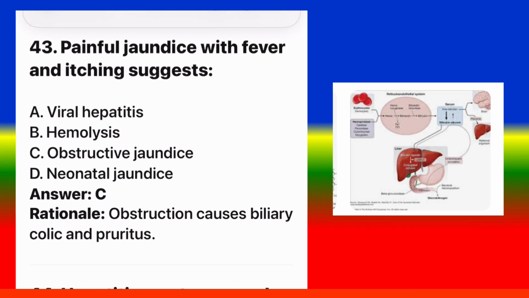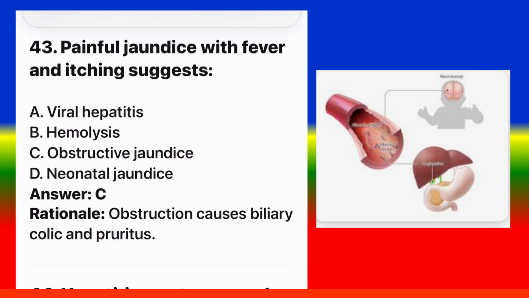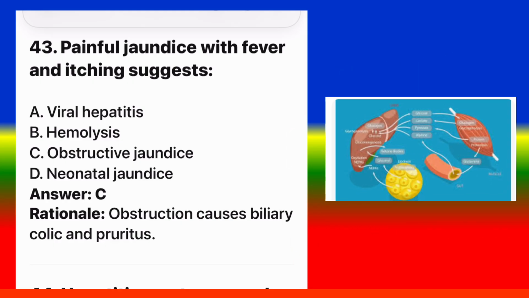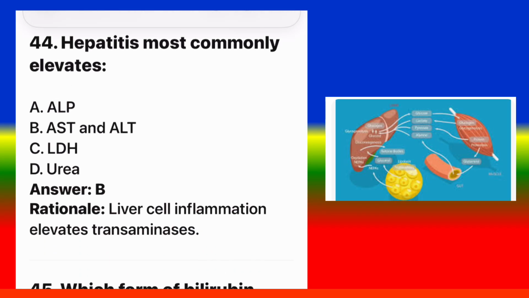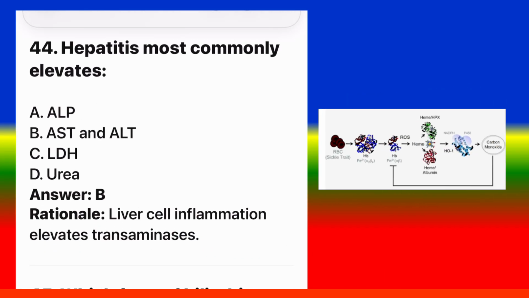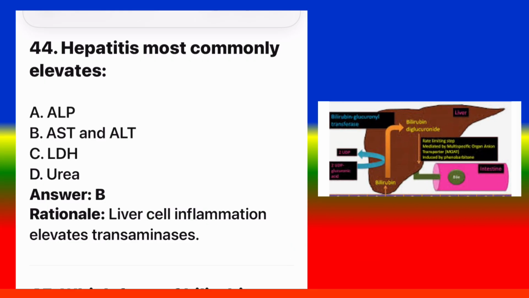43. Painful jaundice with fever and itching suggests A. Viral hepatitis, B. Hemolysis, C. Obstructive jaundice, D. Neonatal jaundice. Answer C. Rationale: obstruction causes biliary colic and pruritus. 44. Hepatitis most commonly elevates A. ALP, B. AST and ALT, C. ..., D. Urea. Answer B. Rationale: liver cell inflammation elevates transaminases.